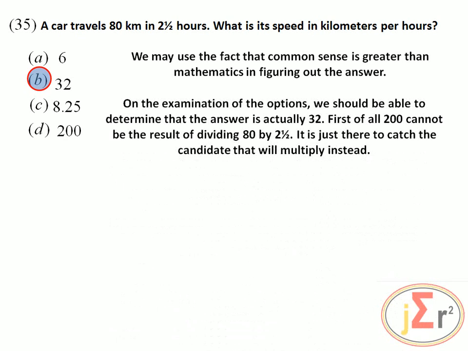On the examination of the options, we should be able to determine that the answer is actually 32. First of all, 200 cannot be the result of dividing 80 by 2.5. If we divide 80 by 2.5, we will not get an answer that is greater than 80. It is just there to catch the candidates that will multiply instead.